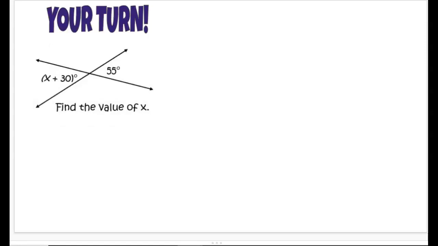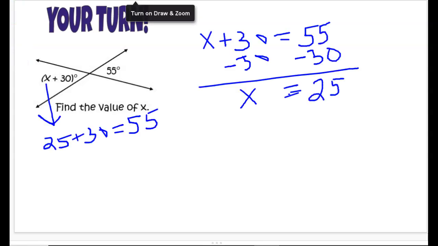Try the last one. For the last problem, here is my work. These two angles are vertical, so they're equal to each other. I set them equal. I solved for x, and I got x equals 25. When I substituted the 25 in for x, it says 25 plus 30 is 55, and that's exactly what we should have gotten. I hope you understood this.